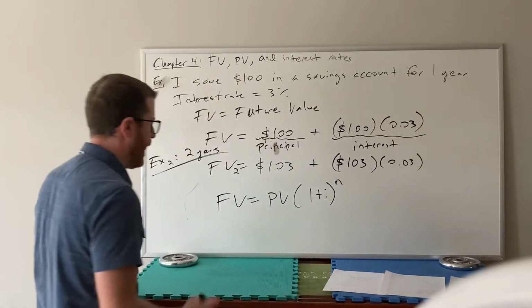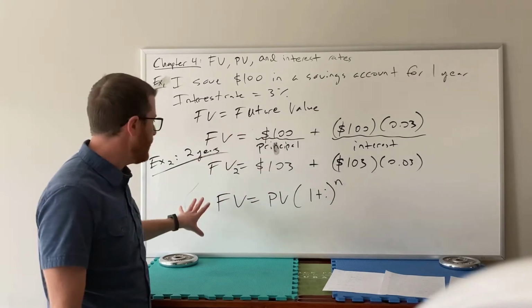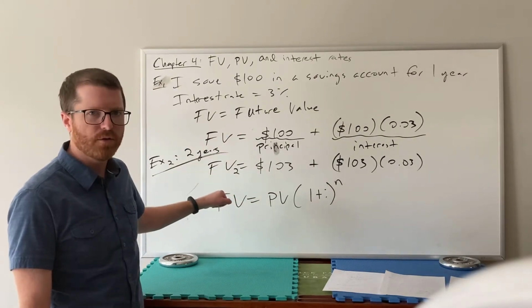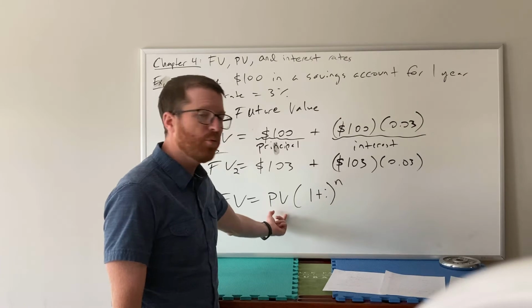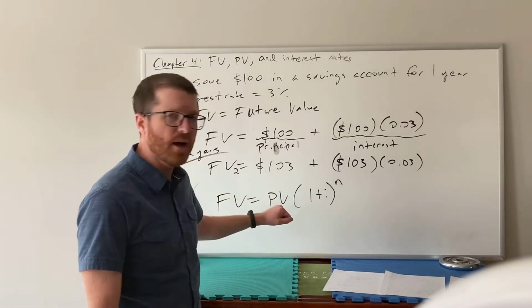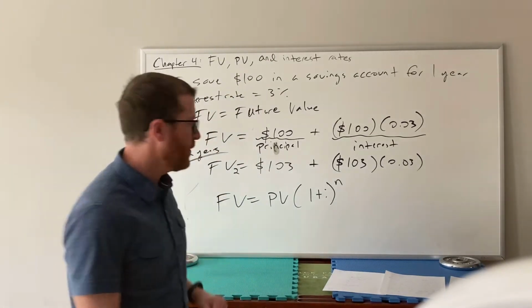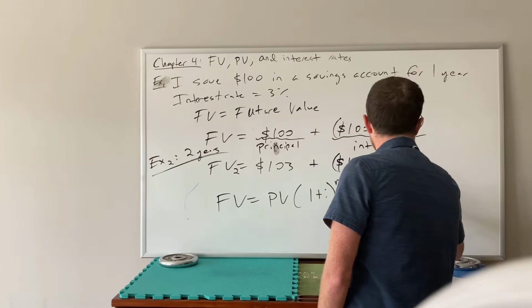It just looks like that, okay? FV is the future value, so that's the amount you'll have in the future. That's what we've been solving for in these questions. PV is the present value. It's the amount you start with, okay? So that would be the $100. I is the interest rate you receive. And N is the number of years, okay?